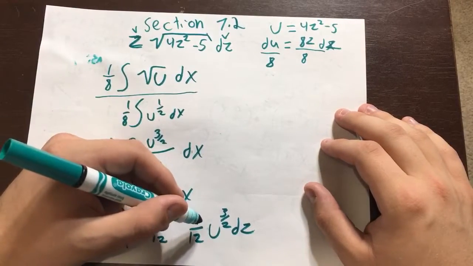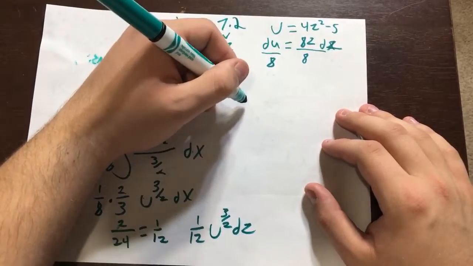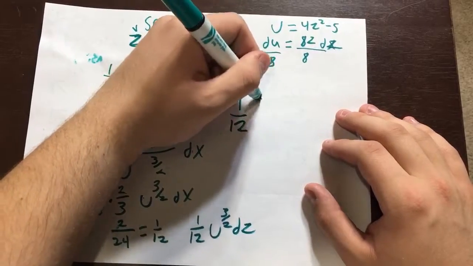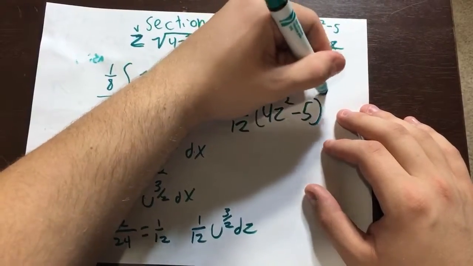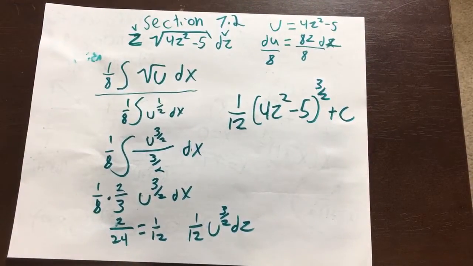And then we can fill in our u value, which is 4z squared minus 5. So the final answer is going to be 1/12 times 4z squared minus 5 to the 3/2 power, plus C. And that's going to be your answer.